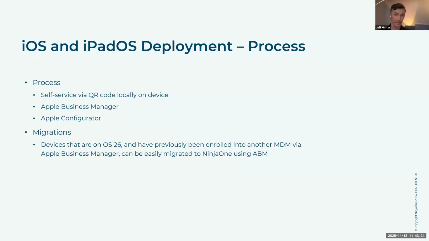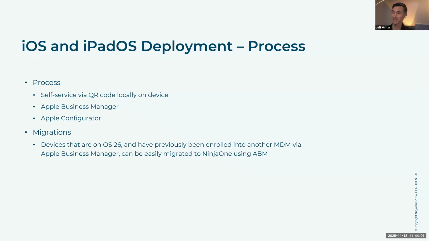So yes, this is a far, far better workflow today than it was even 4 or 5 months ago, because at that point we would be talking about completely resetting everything and then bringing devices into NinjaOne and kind of starting from scratch. This is the big benefit: if you have devices on OS 26, enrolled in another MDM and in Apple Business Manager, you get the capability to easily migrate everything over to NinjaOne.